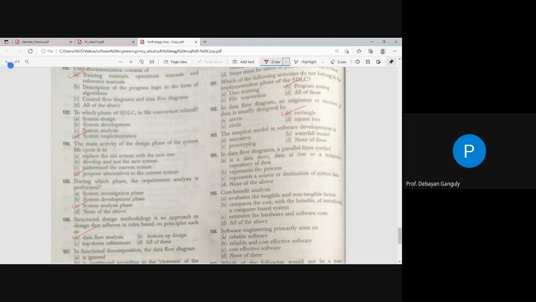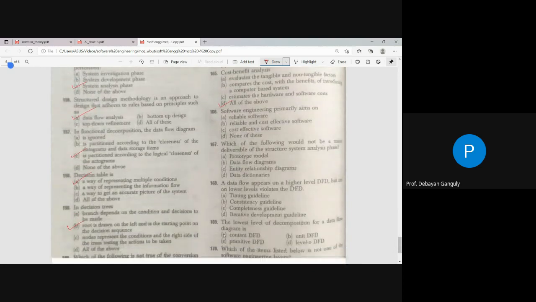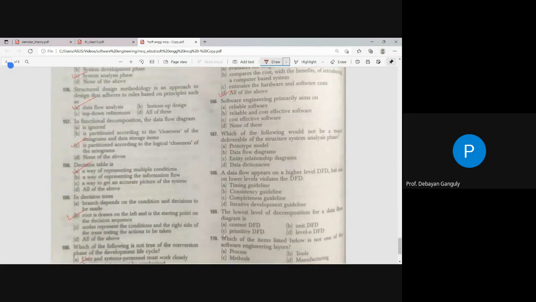The simplest model in software development, that is the waterfall model. In data flow diagram, parallel lines symbol means it is a data store, a temporary repository of data. Cost benefit analysis evaluates the tangible and intangible. Correct. Compares the cost with the benefits of introduction of a computer-based system. That is correct. Estimate the hardware and software tools. All of the above. The computer in software engineering primarily aims at reliable and cost-effective software.